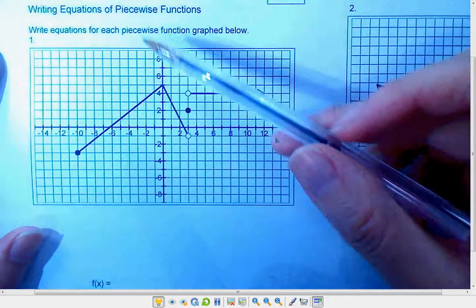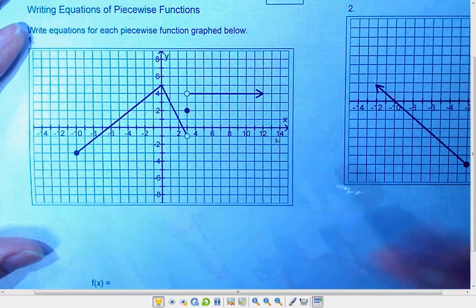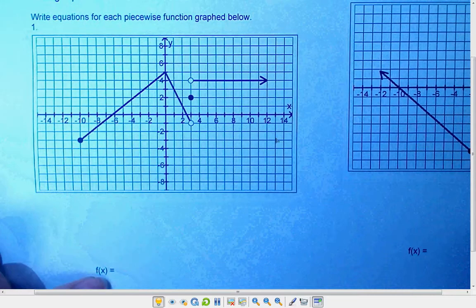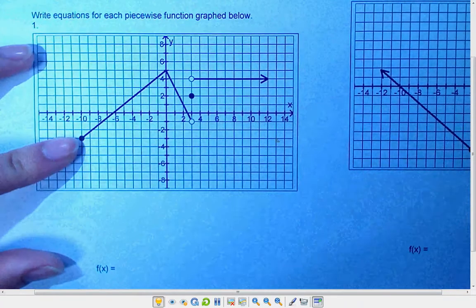This lesson is going to be on writing equations with piecewise functions. We're given a graph for a piecewise function, and we're going to turn it into the equations for each piece. So let's start off by looking at how many pieces we have here.